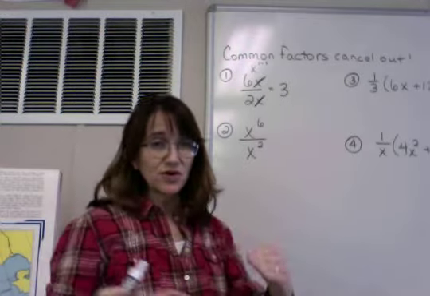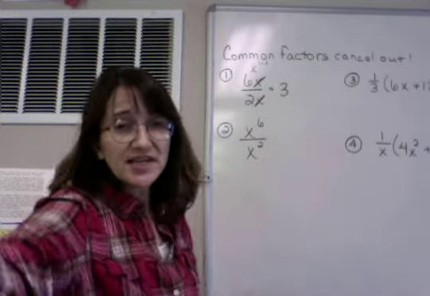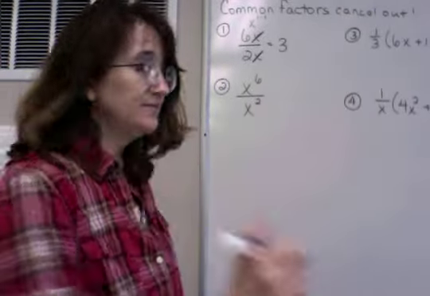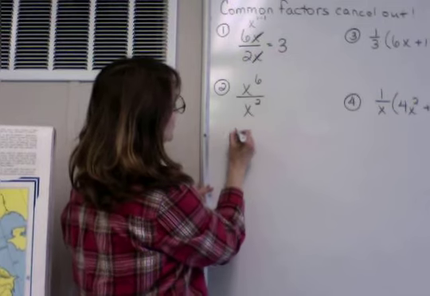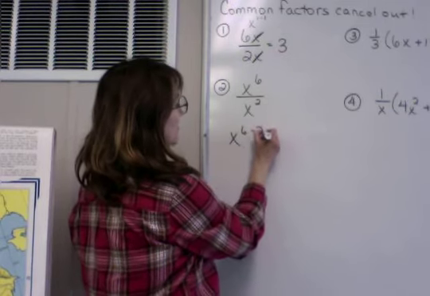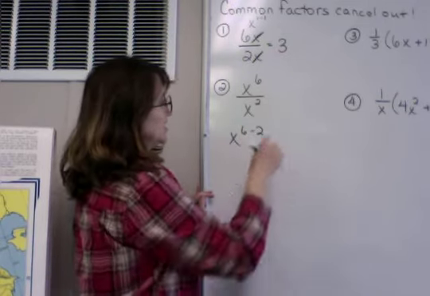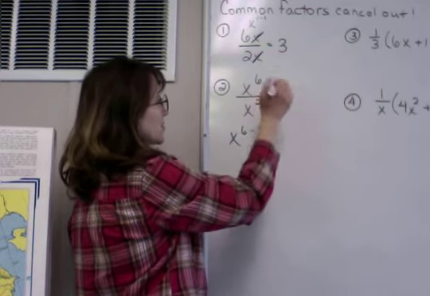The x's cancel out. So let's look at this next one just to get this back in your brain. Technically this would look like this, 6 minus 2, right? If you can remember, 2 is being subtracted from 6.